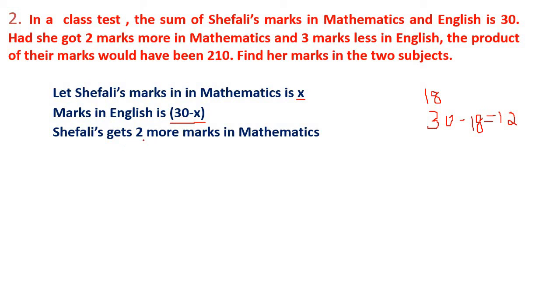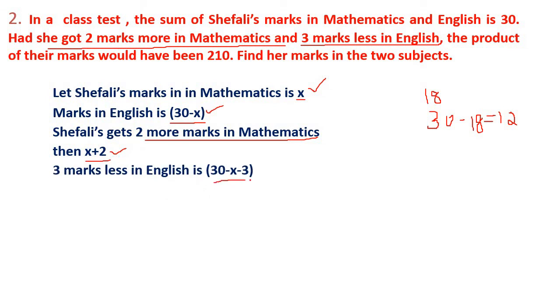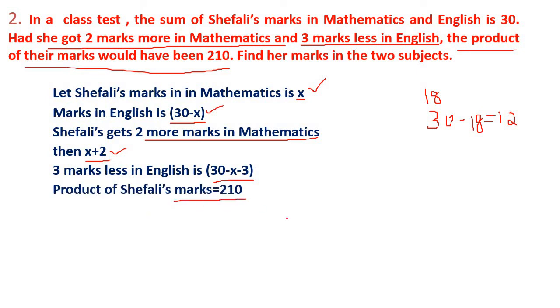Suppose she got more marks in mathematics, then what happens? Already she got x marks, now it becomes x plus 2. If she got 2 marks more in mathematics, then 3 marks less in English. Already she got 30 minus x marks in English, and the second statement says 3 marks less in English, means 30 minus x minus 3, and the product of the marks would be equal to 210.